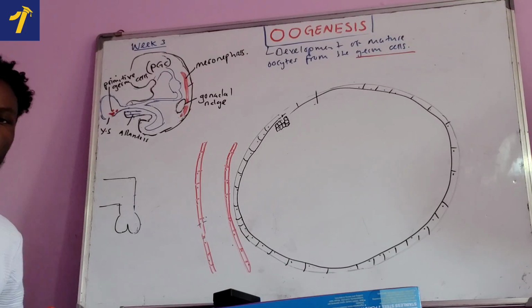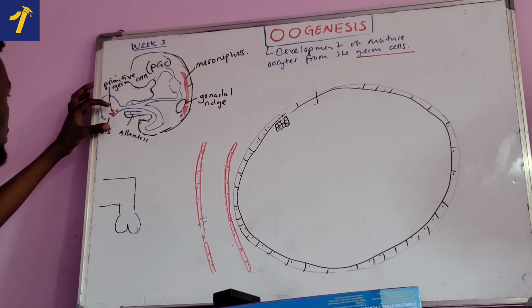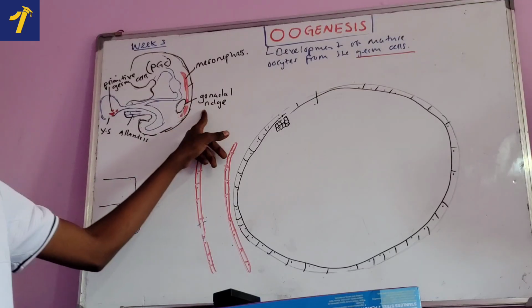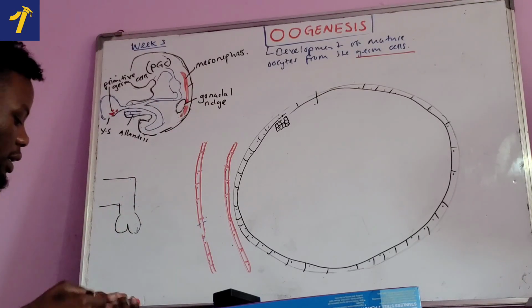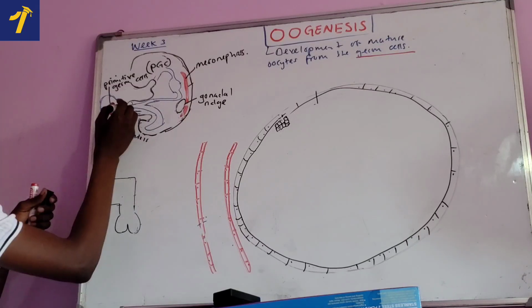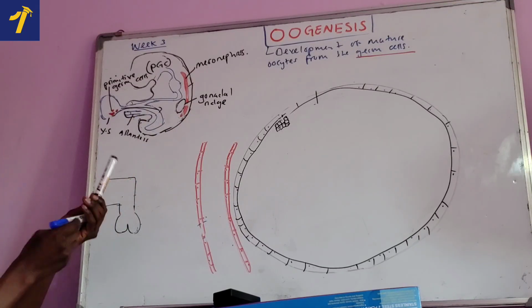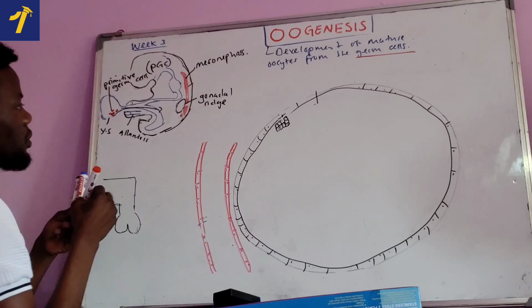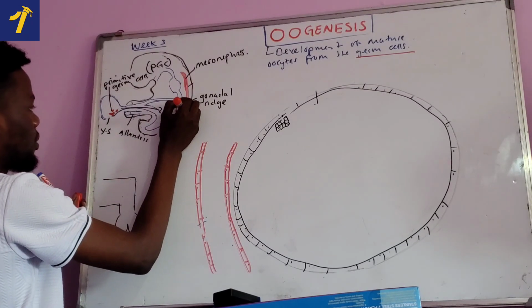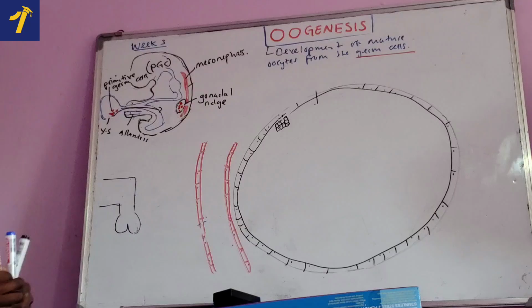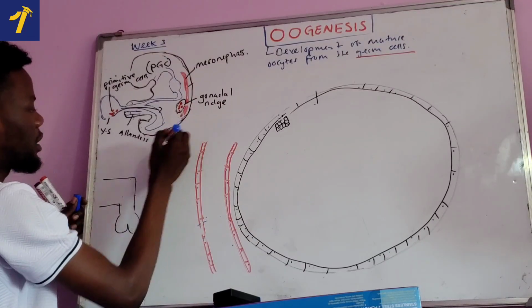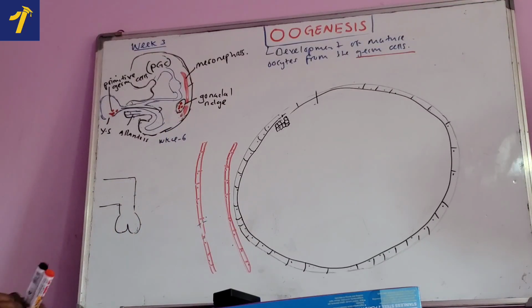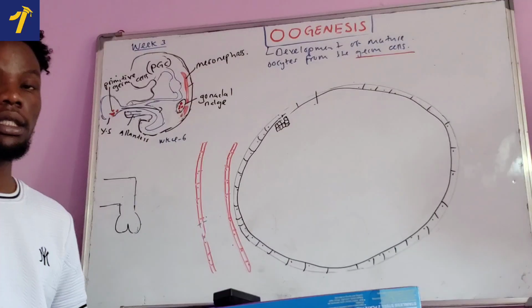Now, the question you can ask is, how do these primitive germ cells find themselves in the gonadal ridge? They simply migrate. They will migrate up to the gonadal ridges. This migration is going to happen around week 4 to week 6. That's when these primitive germ cells start migrating.